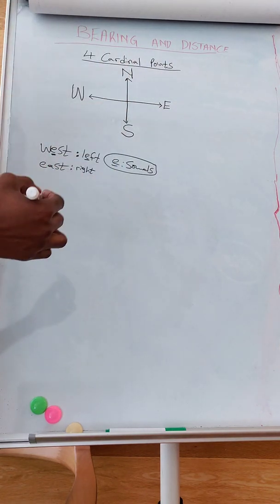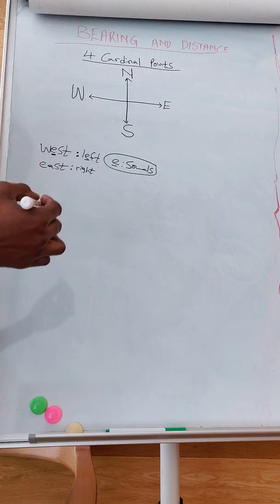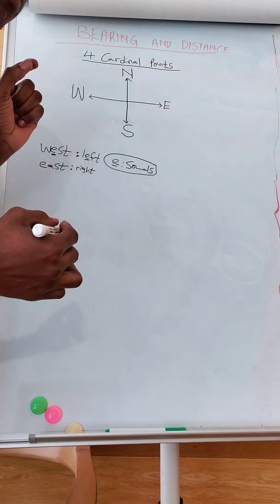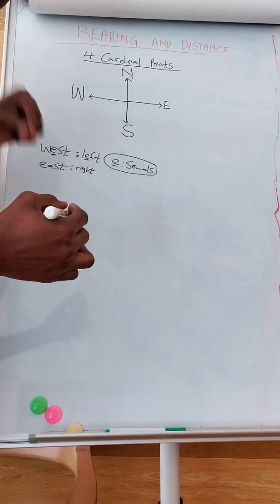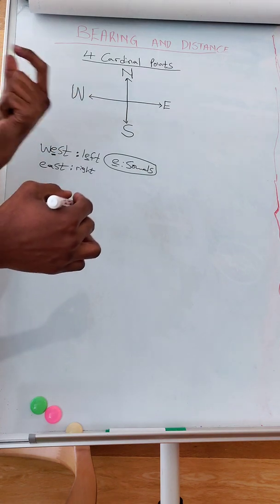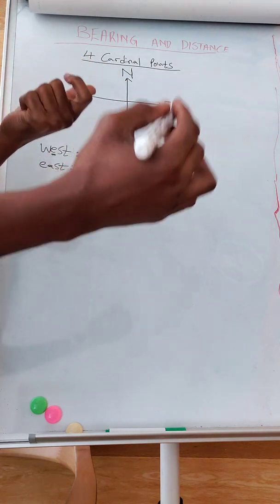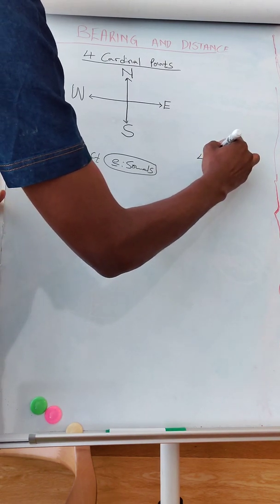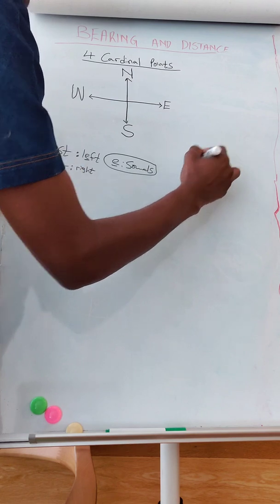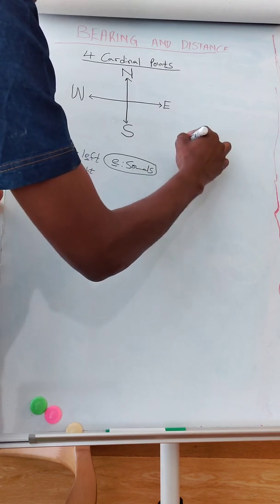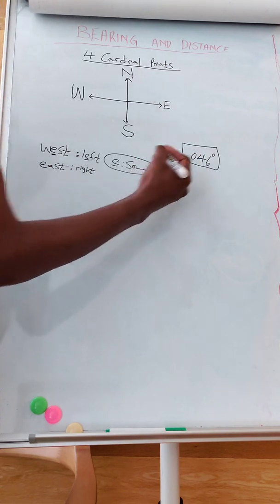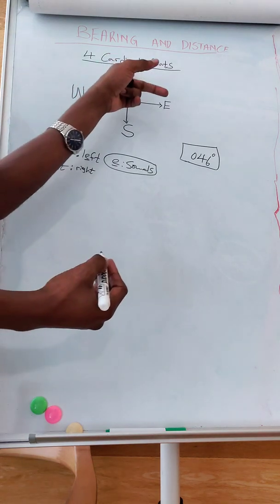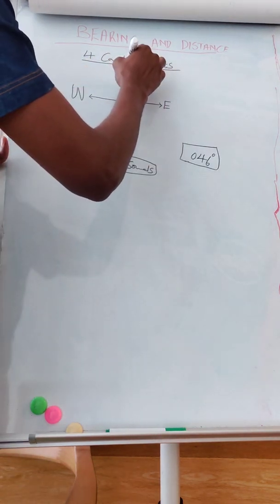Then also, in my previous video, I told you that you should take note that in bearing, the direction must always start from the north, except if it is stated. Let's take, for example, if you are given 046 degrees, don't forget you will always come across three figures. Now, for 046 degrees, you have to start from the north. North is your 0.